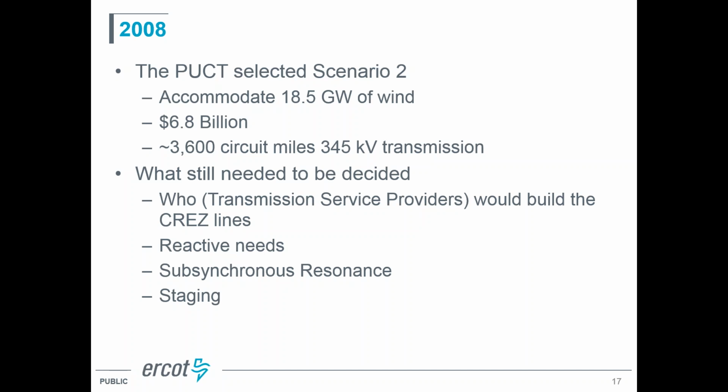And the first was that they really didn't know what companies were going to build the CREZ transmission lines. And as you can imagine, with 3,600 miles of transmission, they really didn't want just one transmission provider to be responsible for all of that. There were also a lot of the reactive needs on the system that we hadn't really fully studied because it was such a compressed time period. We did that entire analysis in 6 months, and there were really a lot of reactive needs that we recognized the system was going to need, and so we really had more study work to do on that.